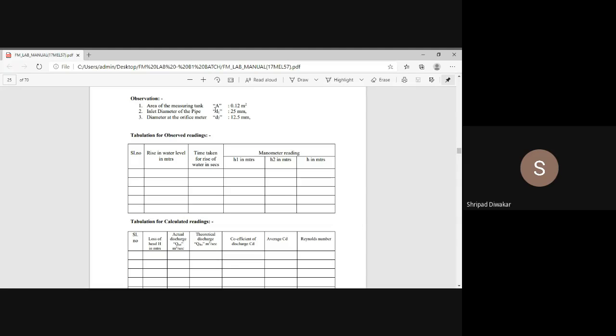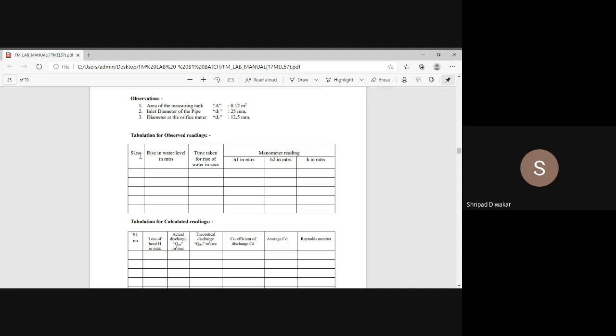So please note down only the observation and the first tabular column. Enough. Over. Yes, sir. Okay. Now I'll tell what are the readings you are going to take.